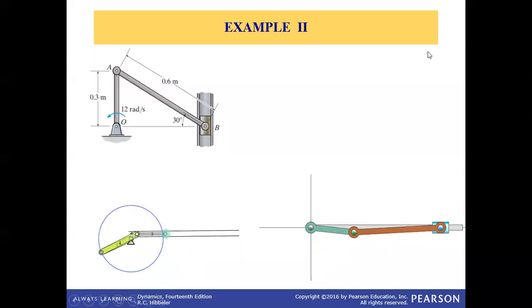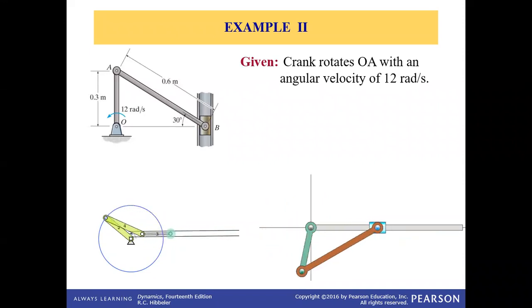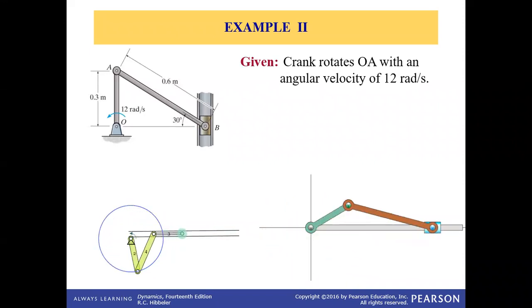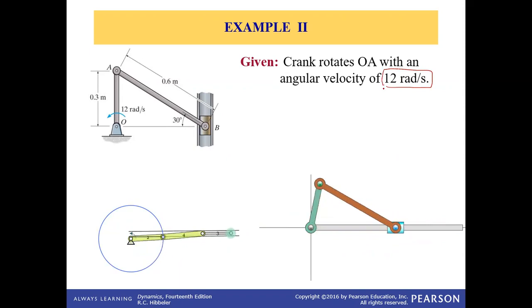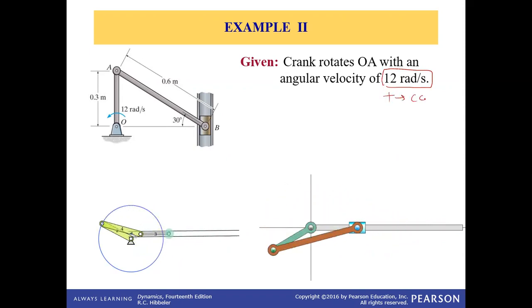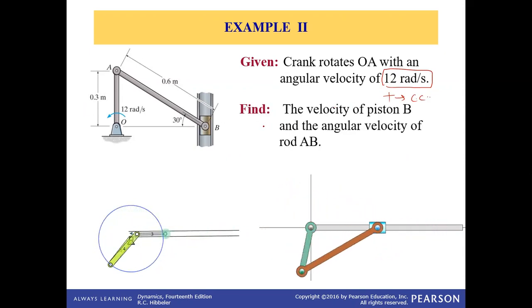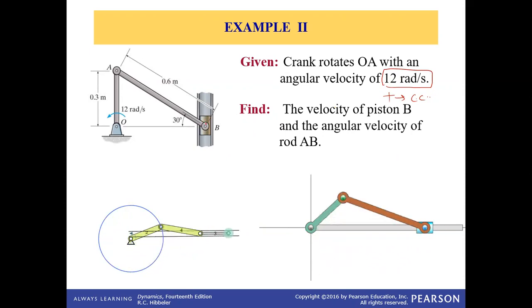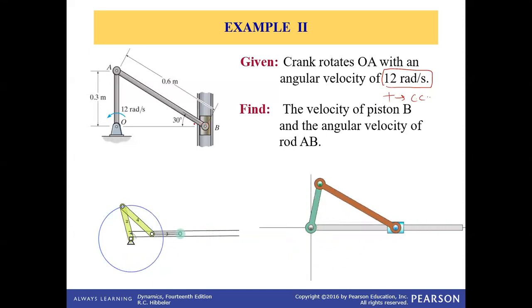So here, this is the thing we are going to do. We have a crank that rotates OA with an angular velocity of 12. So 12 means plus 12, right? Which is counterclockwise, okay? Then we have to find the velocity of piston B, this guy. Okay, the velocity of piston B.